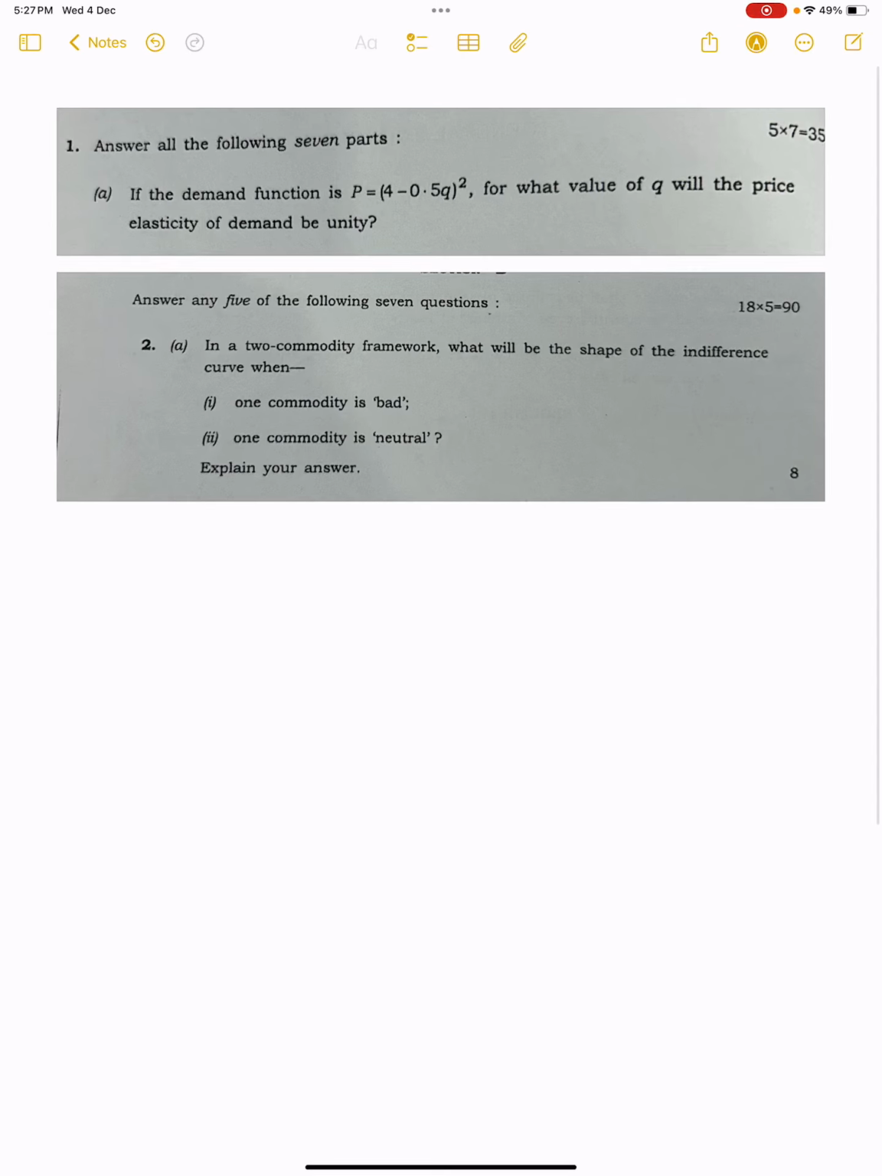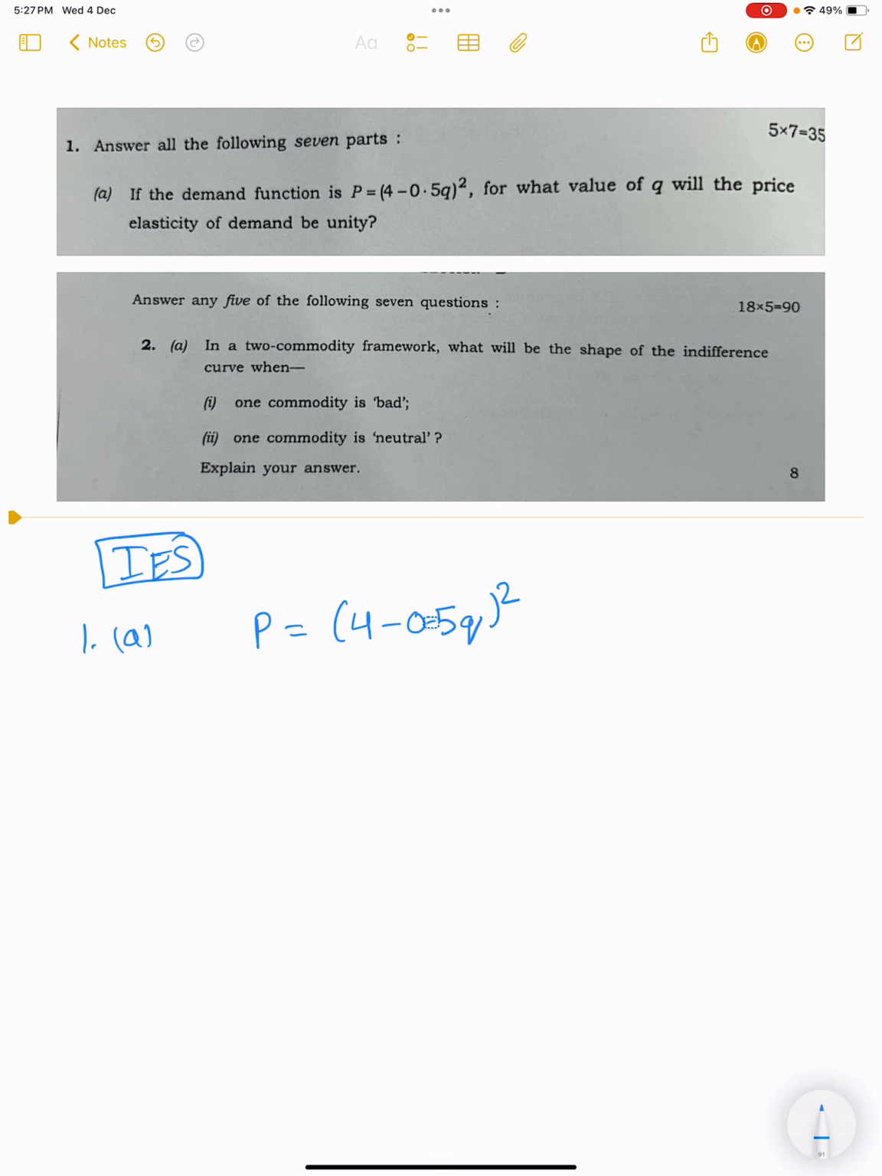Hello everyone. In this video, we'll be discussing two past year questions of Indian economic services. The first question is related to elasticity. In the first question, as visible on the screen, the inverse demand function is given to us as P equals 4 minus 0.5 Q square.